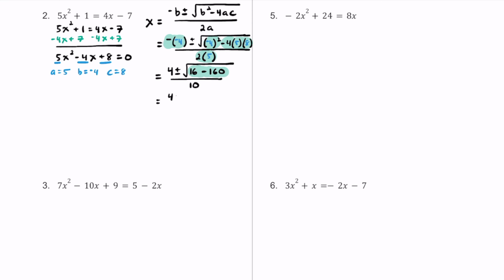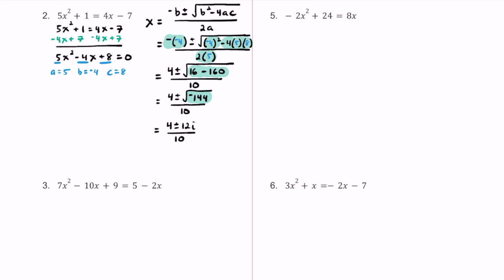Finally, simplifying this radical as far as we can and subtracting 160 from 16, we're going to get 4 plus or minus the square root of, and it looks like this is going to be a negative number, right? So we're going to have to deal with imaginary values. And so this is going to be -144, and this is all on top of 10. Now, when you take the square root of this -144, keep in mind that's going to be plus or minus 12i. Since we have a -144, we do need an i in there. So we're going to have 4 plus or minus 12i over 10, just because 12 times 12 is 144.